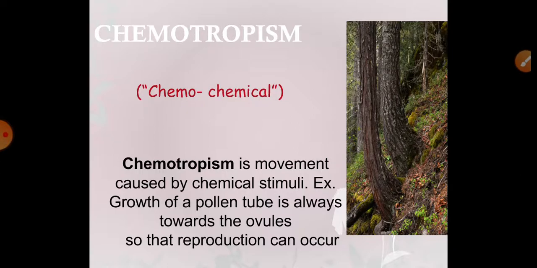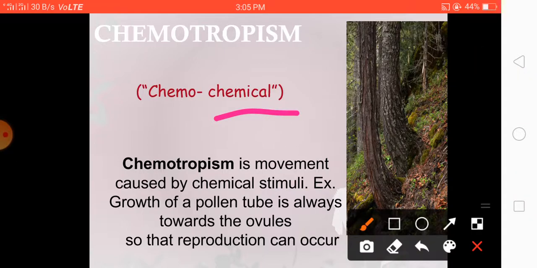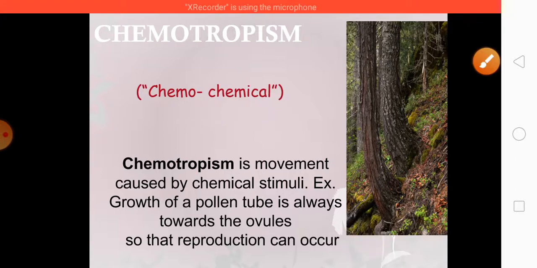The fifth one is chemotropism. What is chemotropism? Chemo means chemical, which responds to chemicals. The movement of a part of a plant in response to a chemical is called chemotropism. An example of chemotropism is the growth of a pollen tube, which is always towards the ovule so that reproduction will occur.